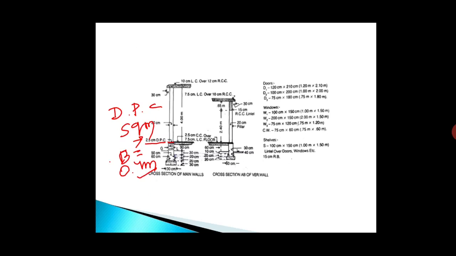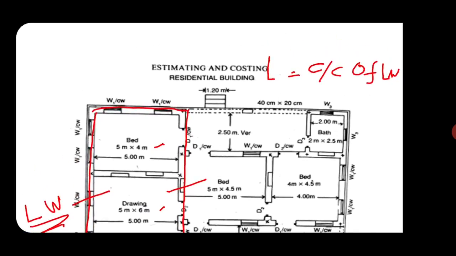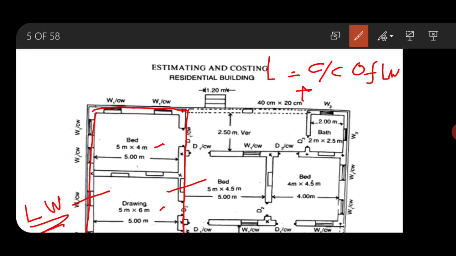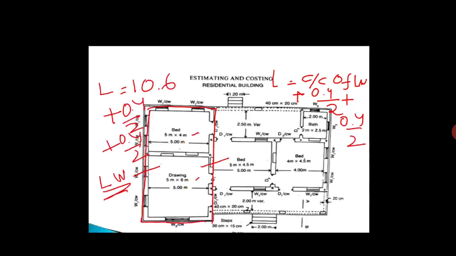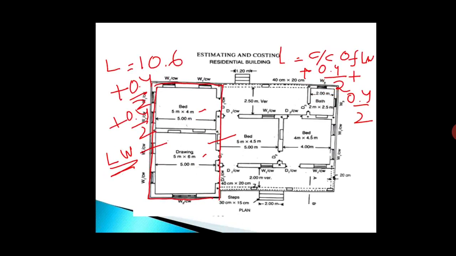Okay. So with the center to center length of long wall, we have to add half of the width of the DPC on both the sides. So this center to center length of long wall is 10.6. So with 10.6 we will add 0.4 by 2 plus 0.4 by 2. This is the length. Okay, and breadth is equal to breadth of the plinth wall. Now we will move to the details of measurement form.